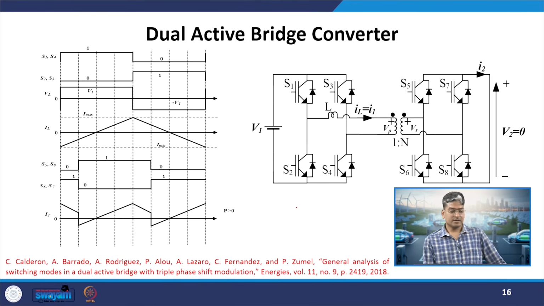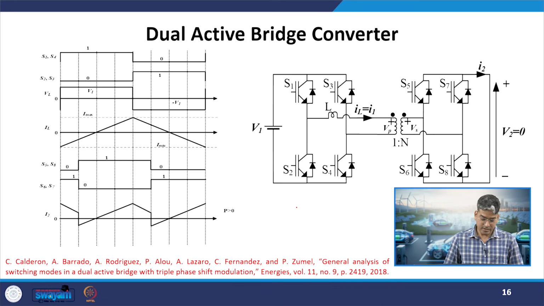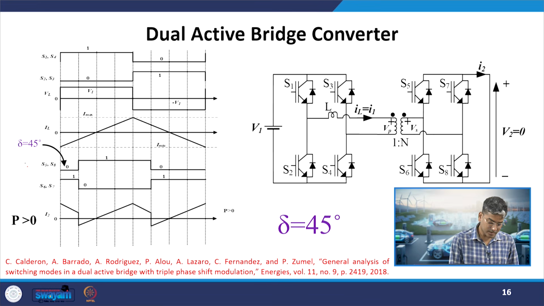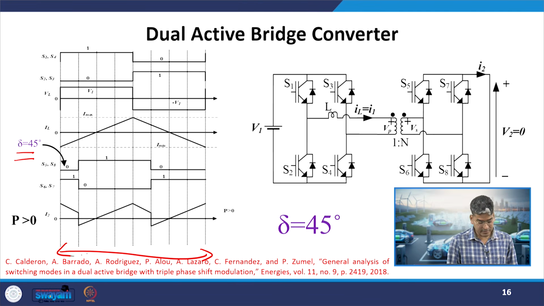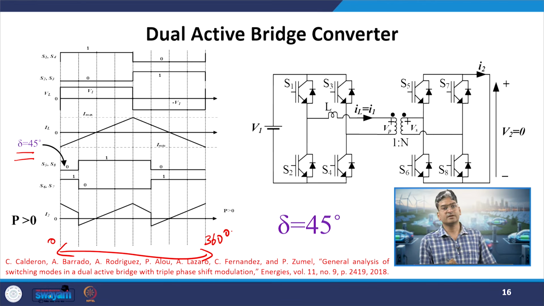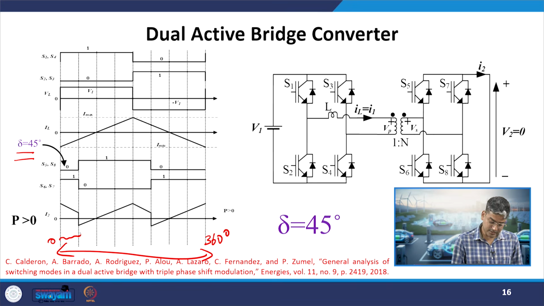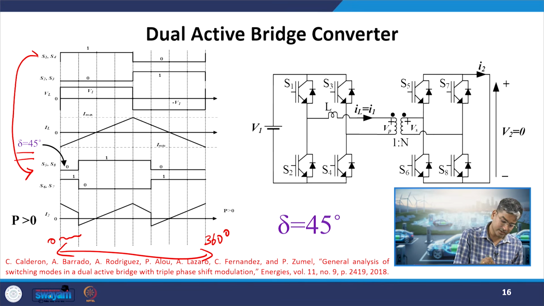Now, let us consider that delta has been increased to 45 degrees. Okay. So, if I increase delta to 45 degrees, how can you make sure that it is 45? So, if I calculate the entire cycle, it is having 8 divisions. Okay. So, this is from 0 to 360 degrees. Okay. So, one cycle contains 0 to 360 degrees, and it is having 8 divisions. So, if I calculate per division, it will be 45 degrees. If I see the delay between S1, S4 and S5, S8, it is 45 degrees. Okay.